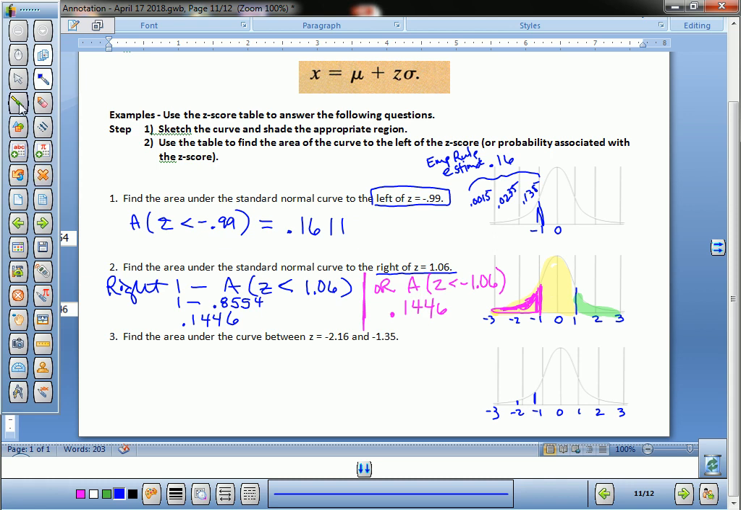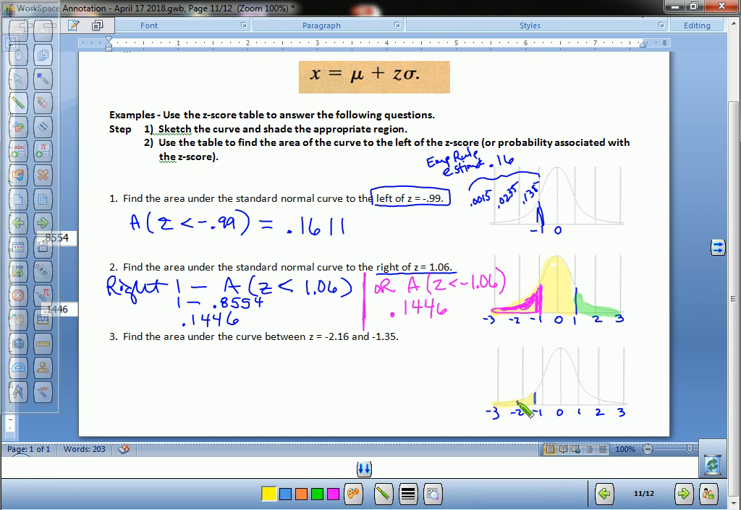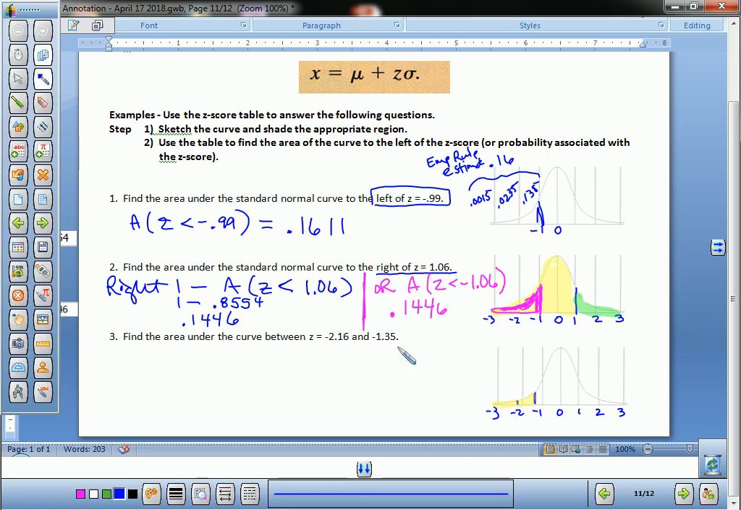Let's start with the bigger one. If I found the area to the left of the larger z-score, it would be that whole thing, right? I don't want that whole thing. I just want the part in the middle. How do I get rid of that tail? Subtract it from the area to the left of the larger one. Very good.